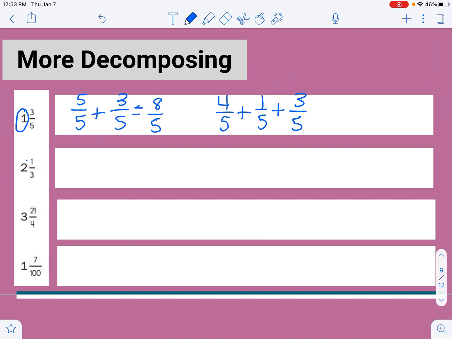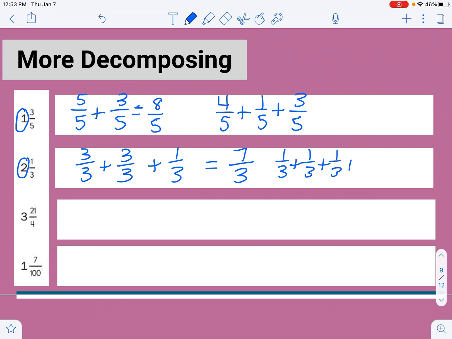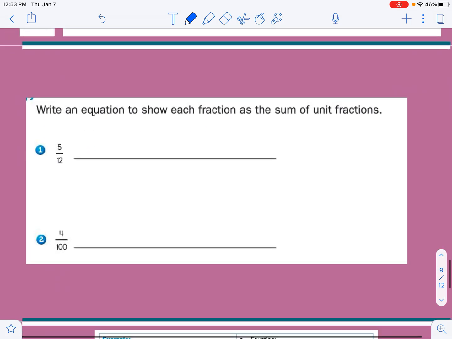2 and 1/3. When we have 2 wholes here, that means we have 3/3 plus 3/3. There's 1 plus 1 plus 1/3. So we add all those up, we really have 7/3 here that we can decompose. So we could take it all the way down into 1/3, 1/3, 1/3, 1/3, 1/3, 2, 3, 4, one more is our 7/3. That's decomposing. Okay? All right.